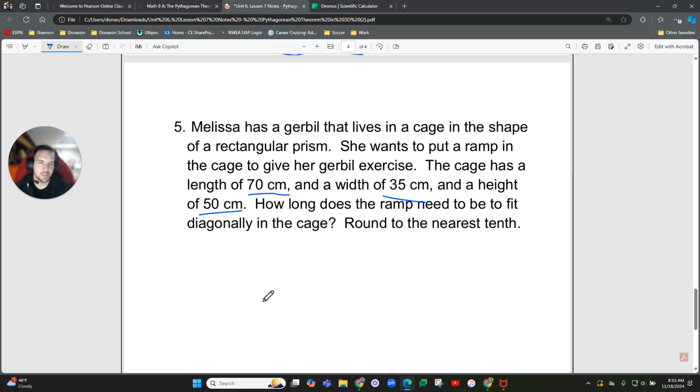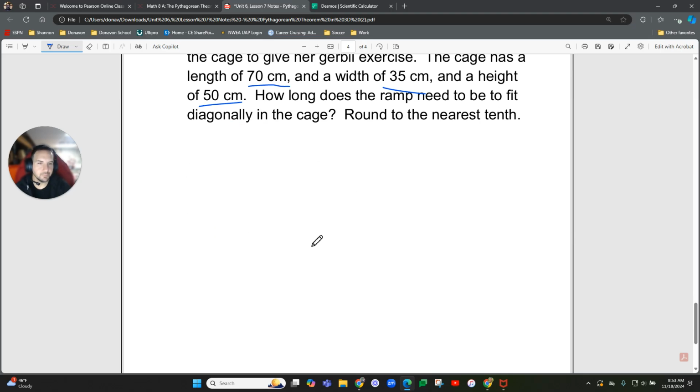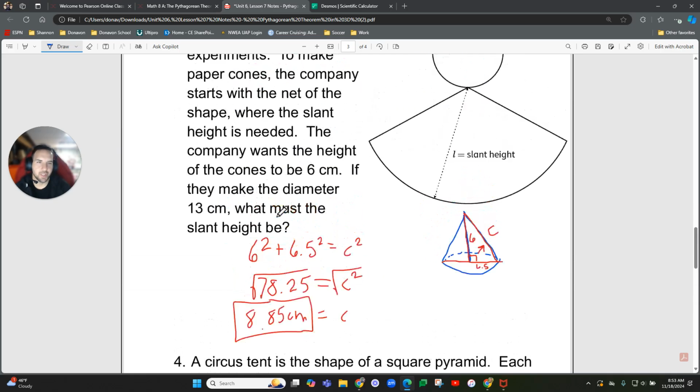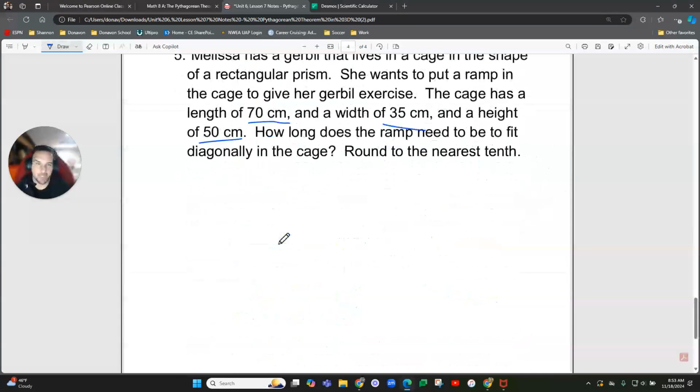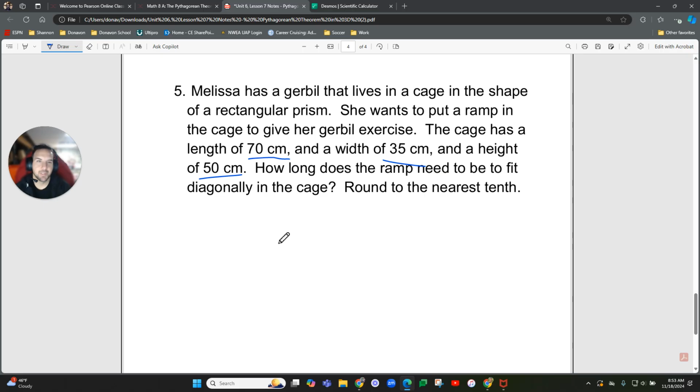diagonally in the cage? This is kind of a weird question because it would make no sense to make a ramp like that. Because if you think about what that would look like, it would just be weird. So imagine this is the cage for the gerbil, right? It's saying the ramp would go like this across the cage. I don't know why you'd want that, but anyways, it's math, right? Okay, so what we're trying to figure out is the diagonal.